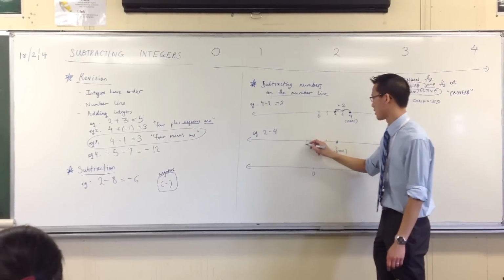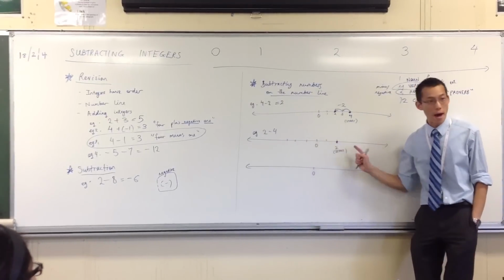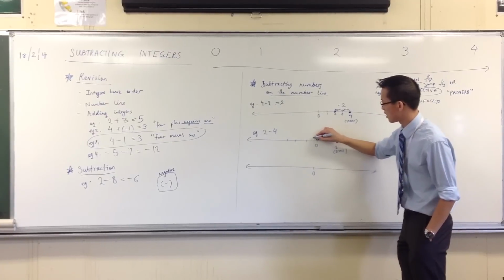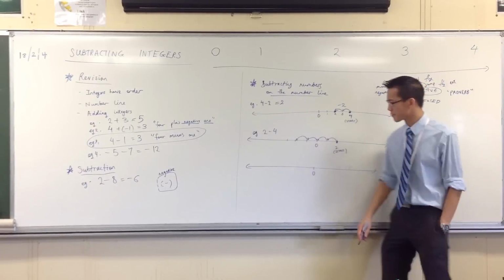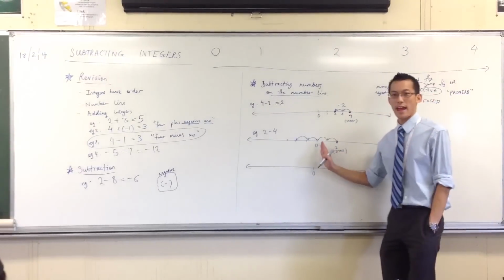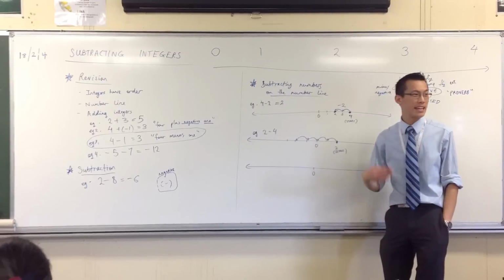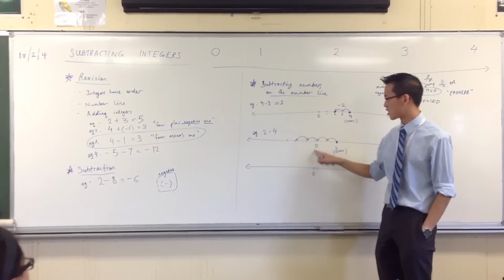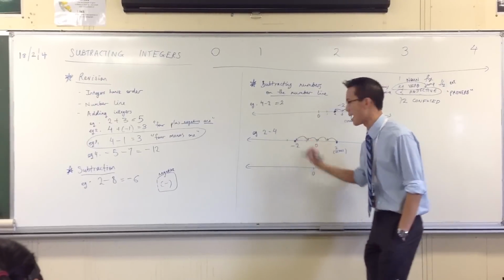So I need a few more markings. There we go. So I want to draw in my minus 4. So that's 1, 2, 3, and 4. Okay? So being that we're to the left of 0, that means our number's not going to be positive. It's going to be negative, right? And it's 2 units that way, so it's minus 2. And that's where I finish.